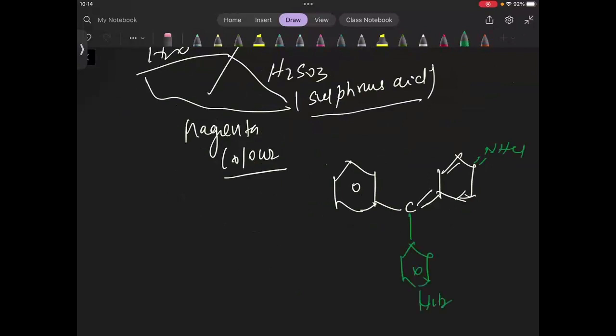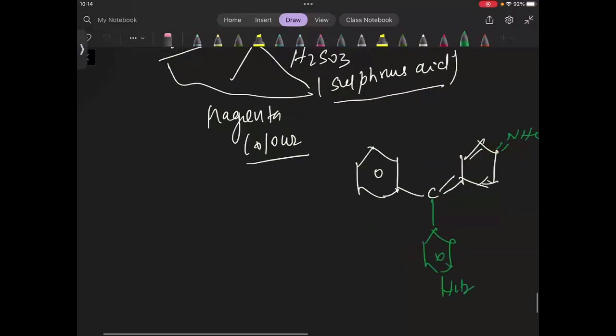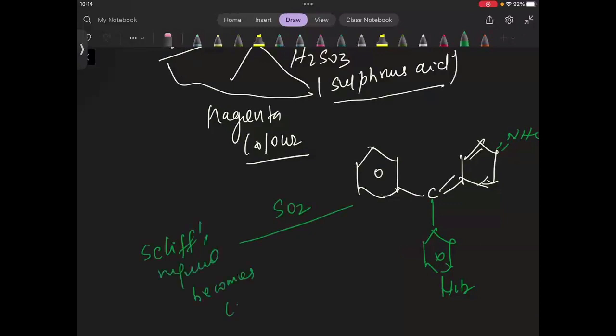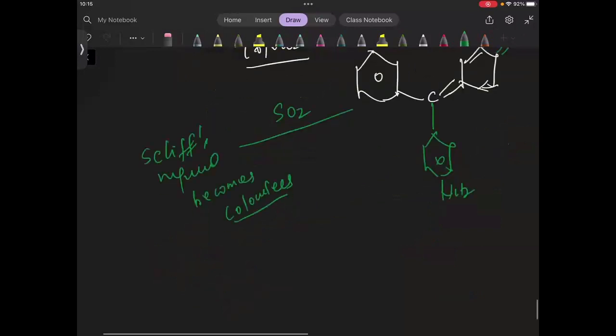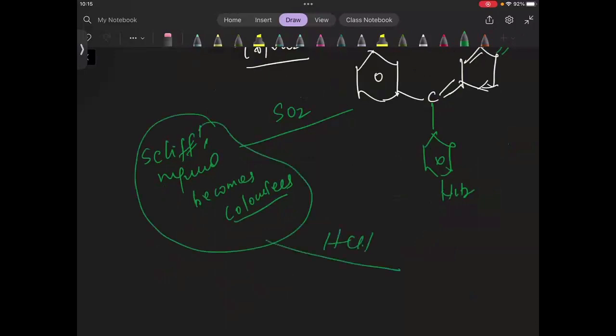Okay. So students, what happens when we pass sulfur dioxide through Schiff reagent? The solution of Schiff reagent becomes colorless. So it becomes colorless. When this colorless Schiff reagent is treated with any aldehyde, any aldehyde you can take, then the Schiff reagent restores the color.